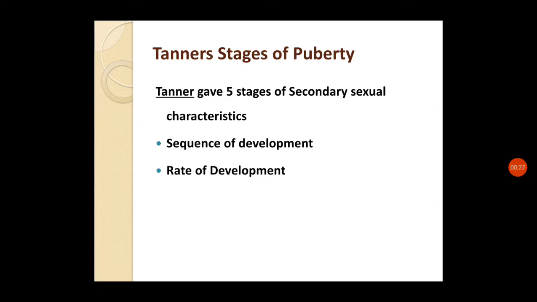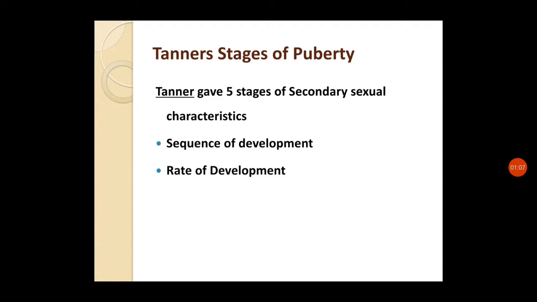So, to understand the pubertal changes, Tanner gave 5 stages of secondary sexual characteristics. These stages are based on the secondary sexual characteristics which are evident from outside the body. We know that primary sexual characteristics are internal changes, and secondary sexual characteristics can be seen from outside. So based on these secondary sexual characteristics, the Tanner stages of puberty are made into different stages, and mainly there are 5 stages.